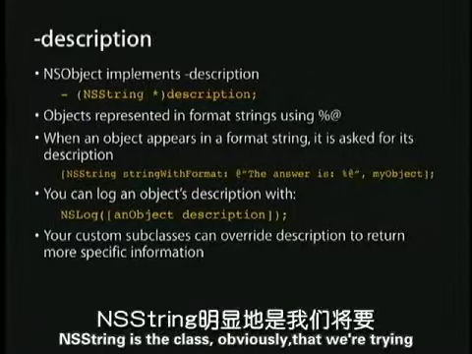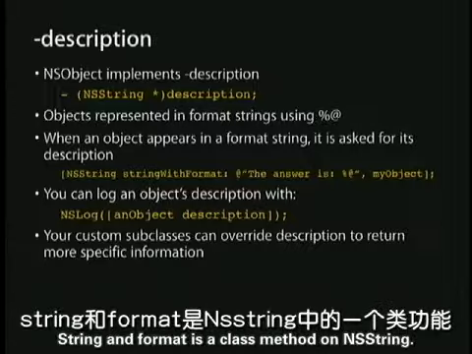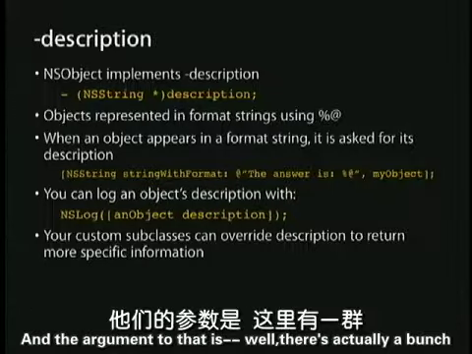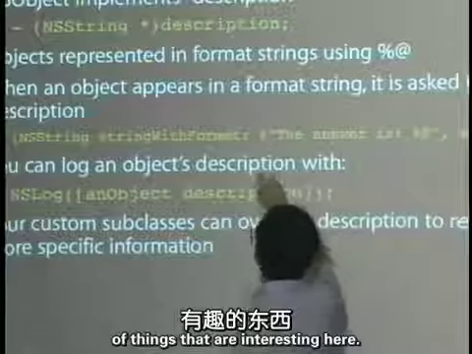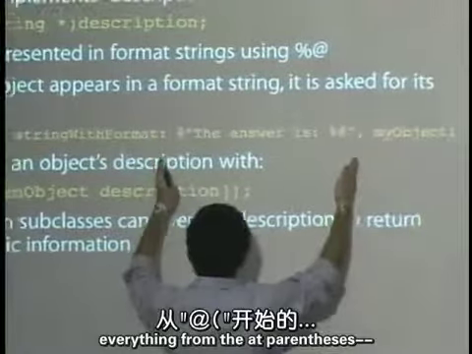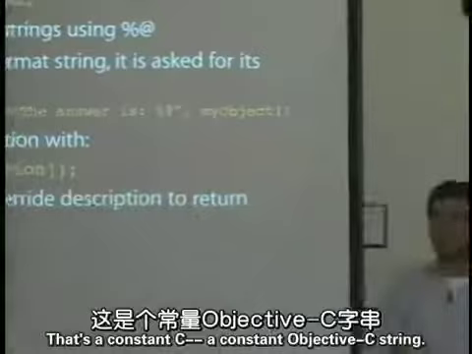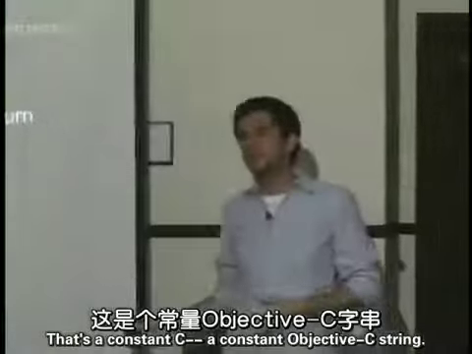NSString is the class, obviously, that we're trying to send the method to. We're going to be sending a class method. stringWithFormat is a class method on NSString. And the argument to that is, well, there's actually a bunch of things that are interesting here. So let's just look at the first part, which is everything from the @ quotation mark to the end quotation mark. That's a constant Objective-C string.